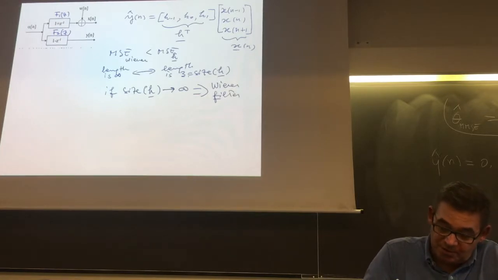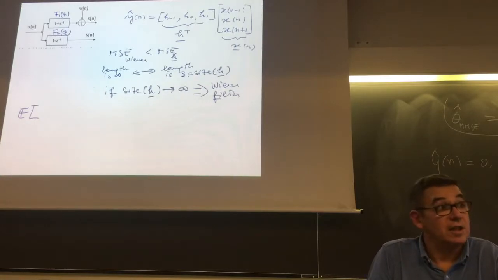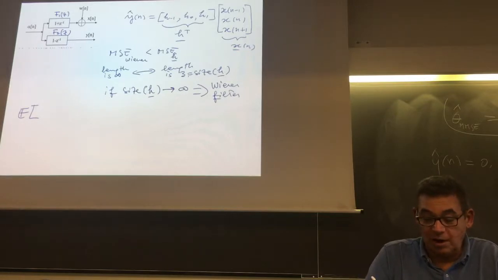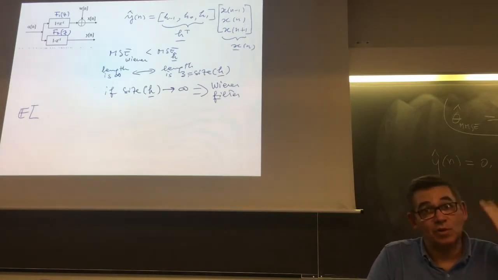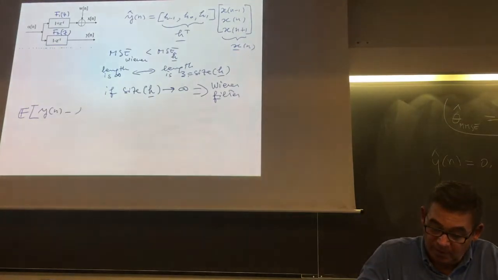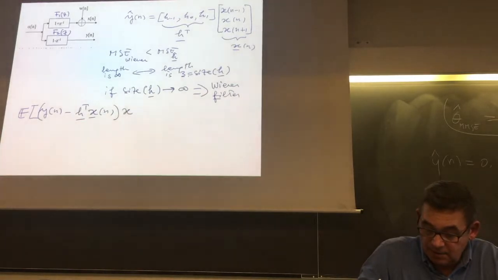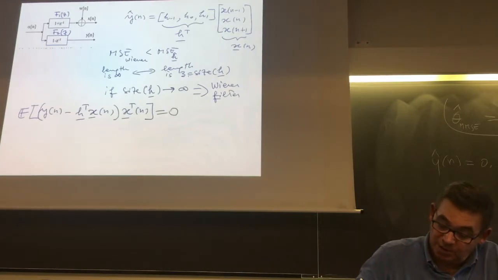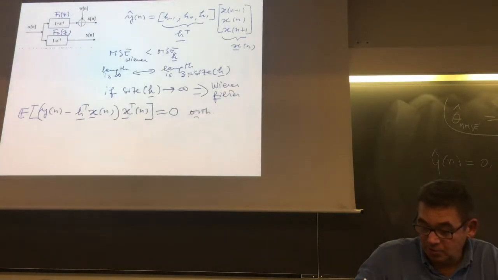In order to estimate that, since the estimator is linear and everything is Gaussian, which is very nice, what I mentally prefer to do is write the orthogonality condition: the expectation of the error times x n transpose equals 0. So for the estimator, I'm using the orthogonality condition.